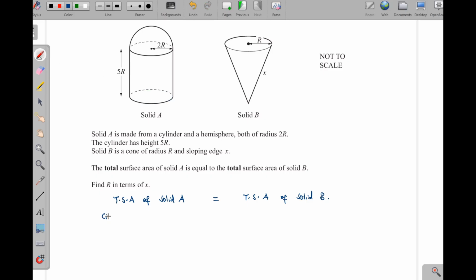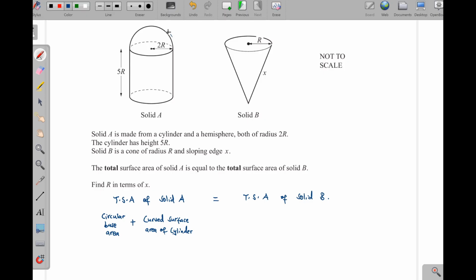The circular base area. Then plus, we shall have the curved surface area of the cylinder.